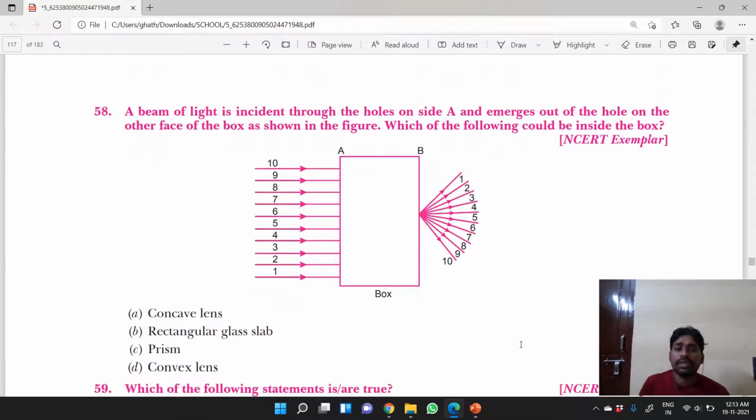So a beam of light incident on hole A emerges out of the other face of the box shown in the figure. Which of the following could be inside? See, this question is also very important. If there is a convex lens here, then this ray of light emerges like this.